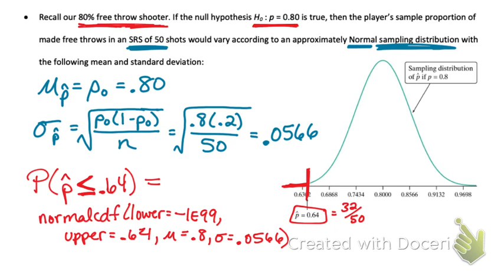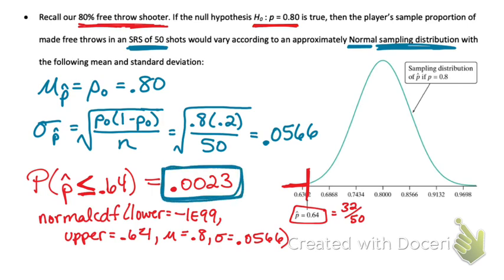What did you guys get? Calculators. What'd you get? 0.0023.